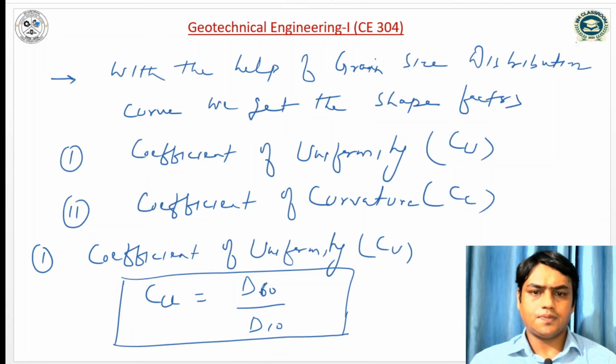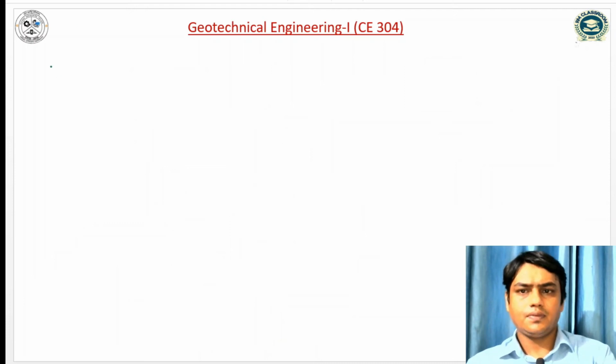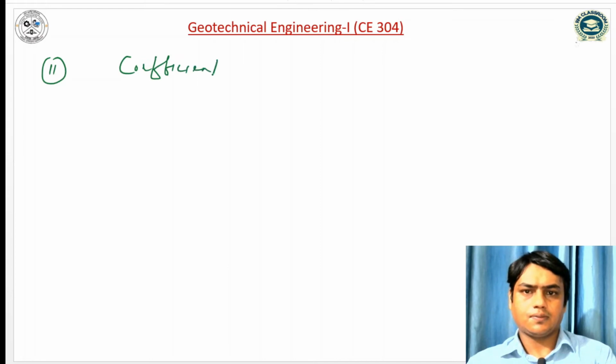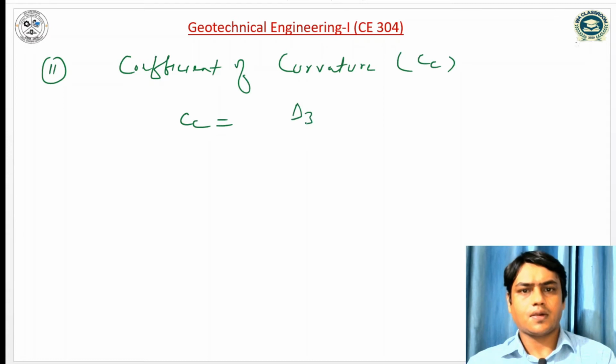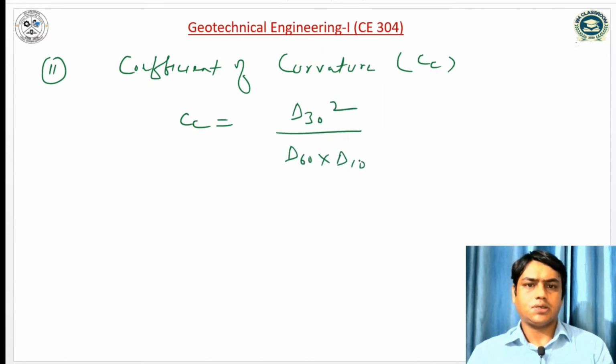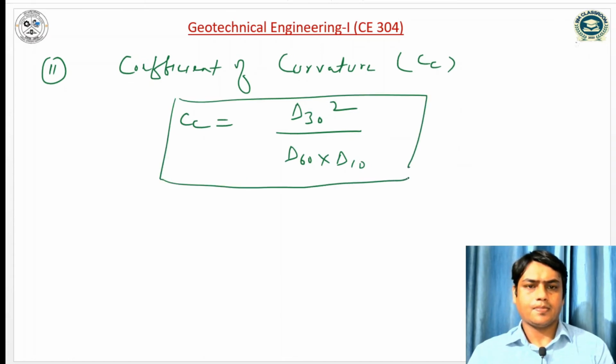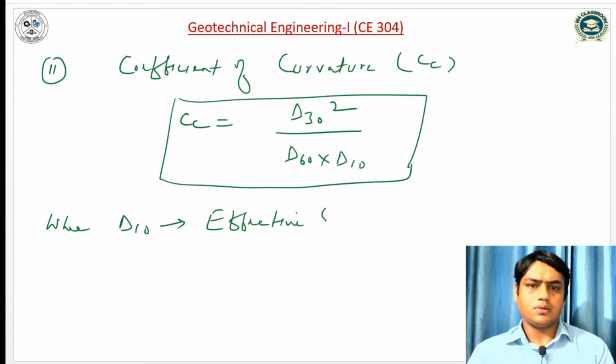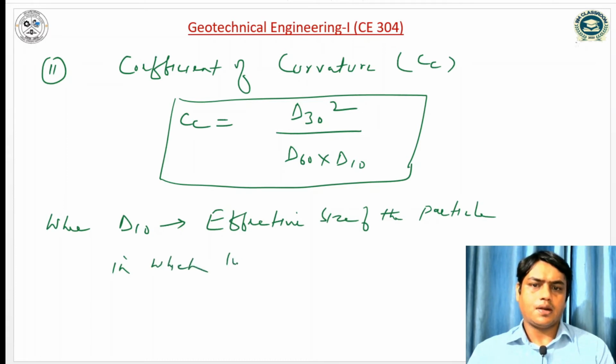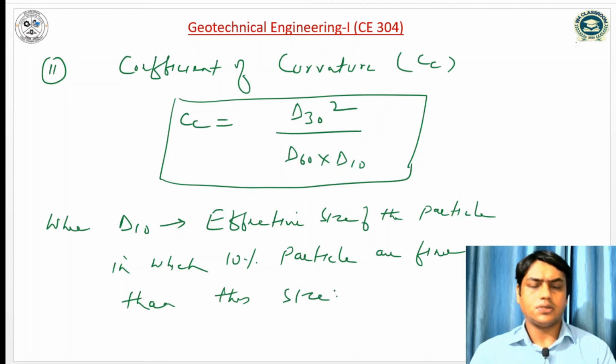What is D60 and what is D10? I will discuss. Similarly, the coefficient of curvature, Cc, is defined as D30 square divided by D60 into D10, where D10 is the effective size of the particle in which 10% of particles are finer than this size.